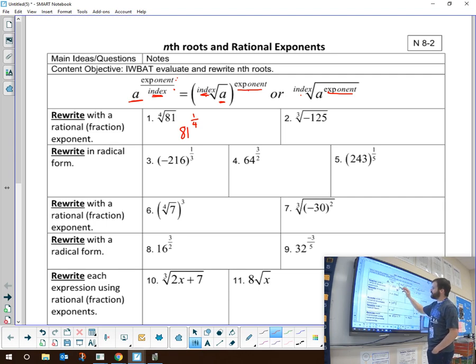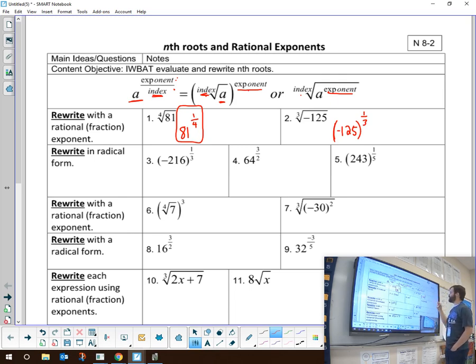Now, we could put parentheses around the 81, or we could just leave it like this. However, whenever we have a negative, like this next one here, it's important that I put the negative inside parentheses because it is also a part of that root. Okay? So this one's negative 125 raised to the power of 1/3. We can also rewrite it the other direction. We can start with a fraction as my exponent, and we can rewrite it as a root.